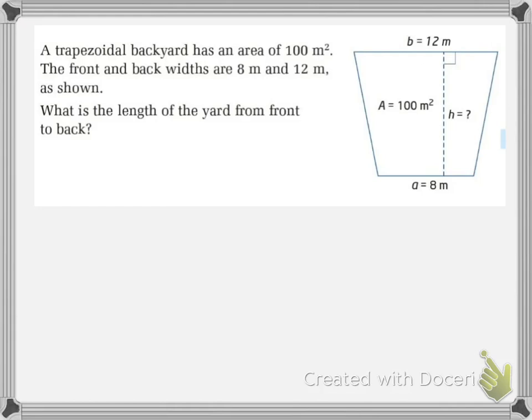I had a different method. Okay, what's your method? Mine was A equals 1/2 A plus B times H. Awesome. So you said A equals 1/2 A times B plus B, times H. And then your brackets. Nicely done. So this is the formula for a trapezoid. It can be written a little bit differently. I'll show you that in a second. But this is the formula for area of a trapezoid.